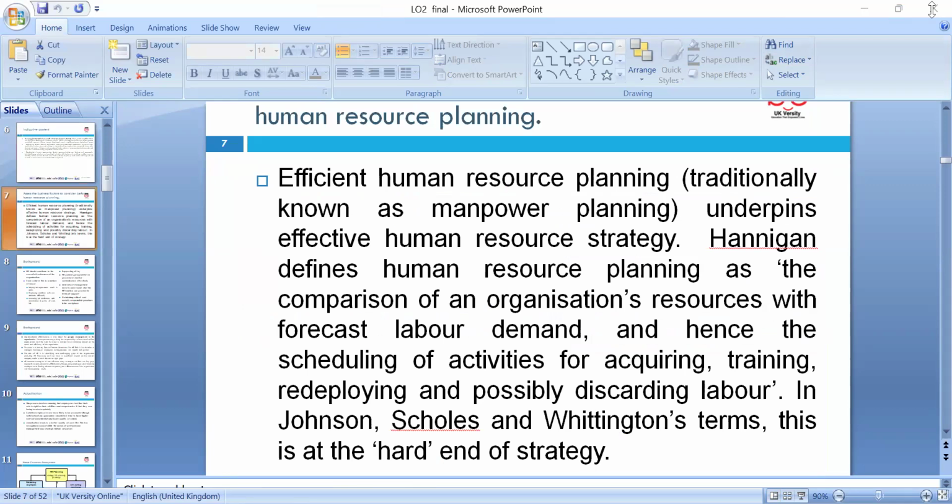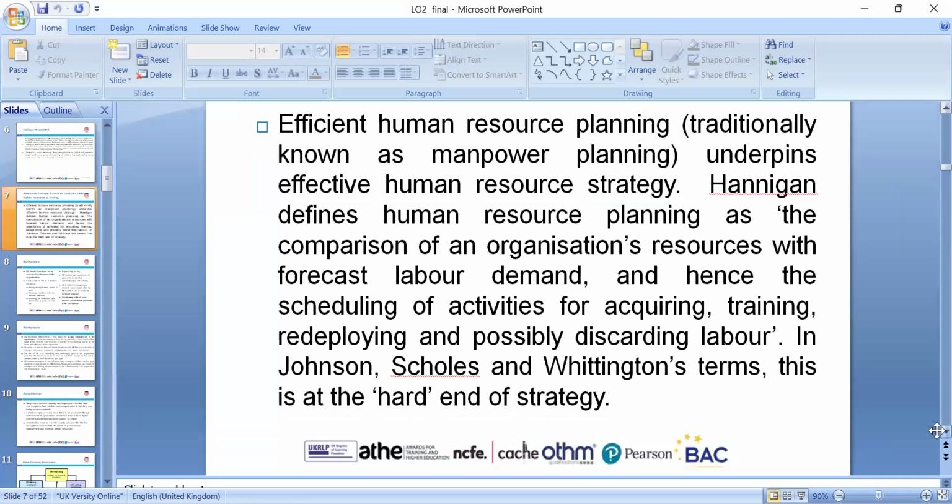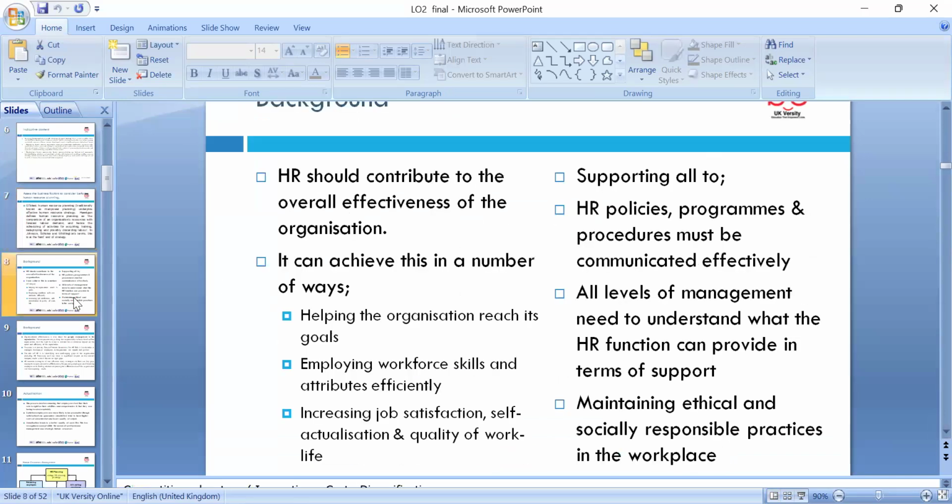We look at scheduling, we look at activities like acquiring, training, redeploying, possibly discarding, or even downsizing, right-sizing, making people redundant sometimes, which are hard-end strategies. All of this we will look at in our discussion.